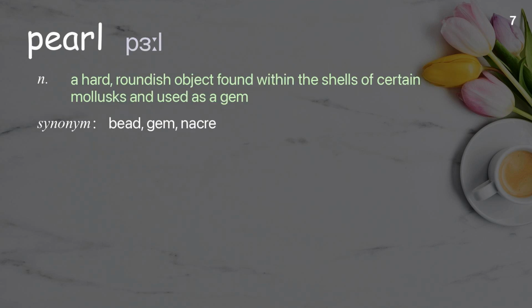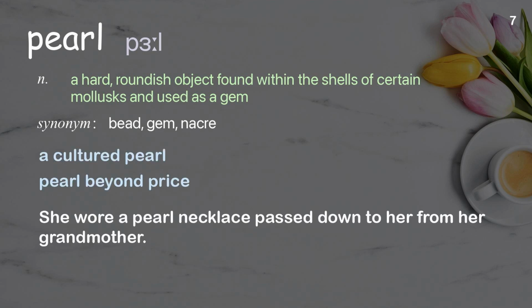Pearl. A hard, roundish object found within the shells of certain mollusks and used as a gem. Examples: A cultured pearl. Pearl beyond price. She wore a pearl necklace passed down to her from her grandmother.